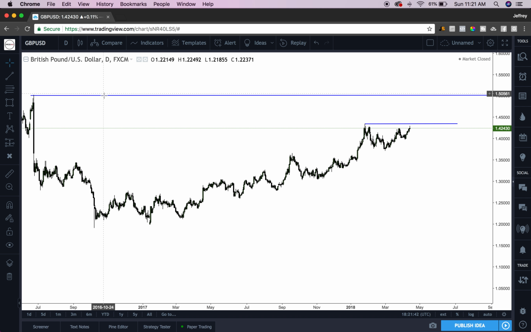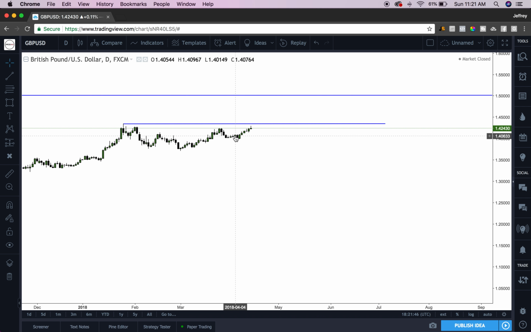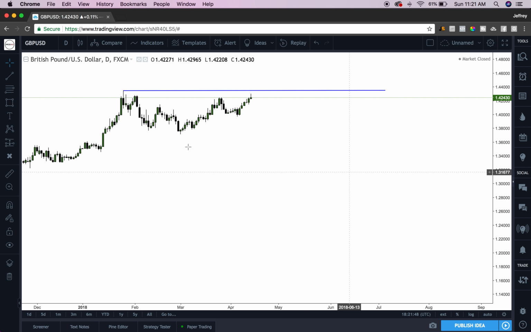So I would just keep these levels on your chart, guys. That's what I'm looking for currently. It's really going to determine what we get based off when we trade to this high.